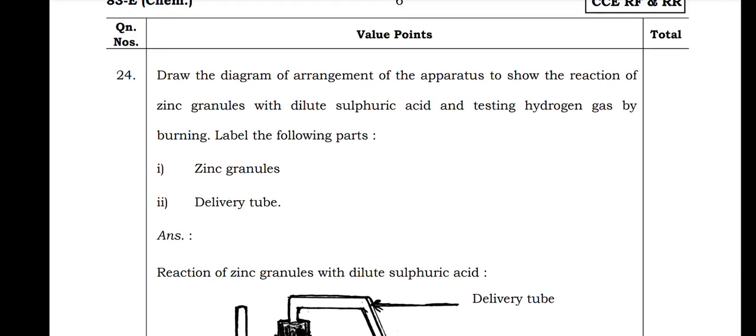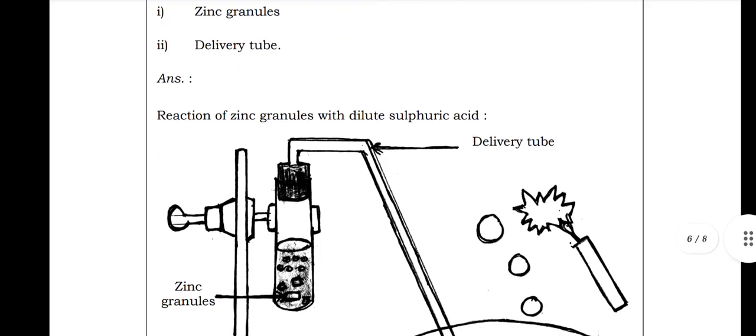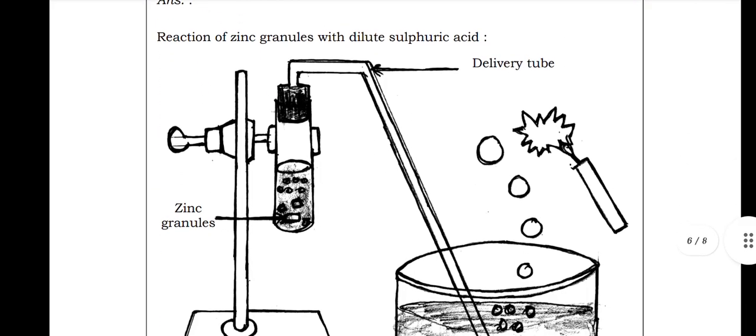Next, the 24th question they asked is: draw the diagram of the arrangement of apparatus to show the reaction of zinc granules with dilute sulfuric acid and testing hydrogen gas by burning. You also have to label some parts, like zinc granules and delivery tube. Okay, this is the diagram you have to draw.